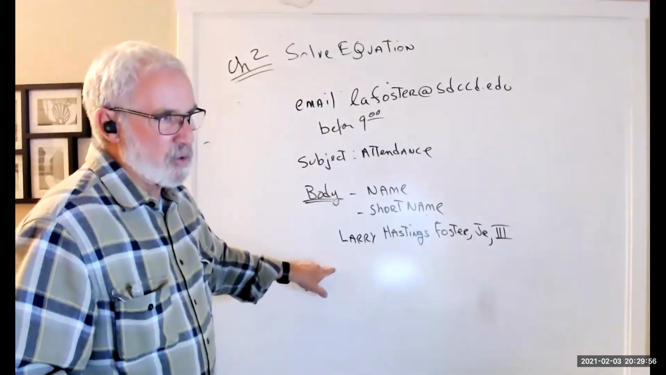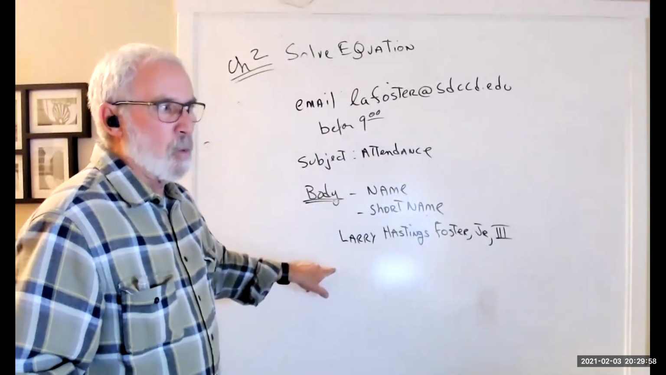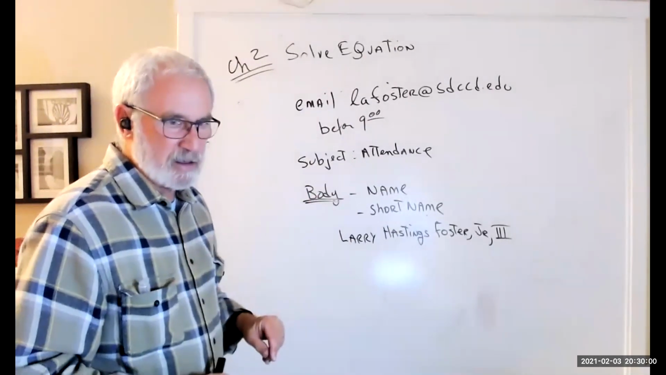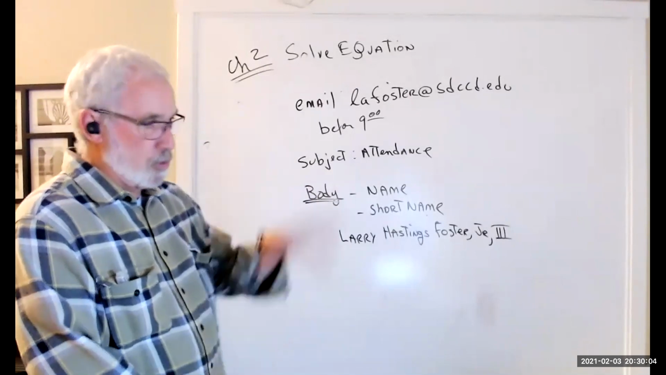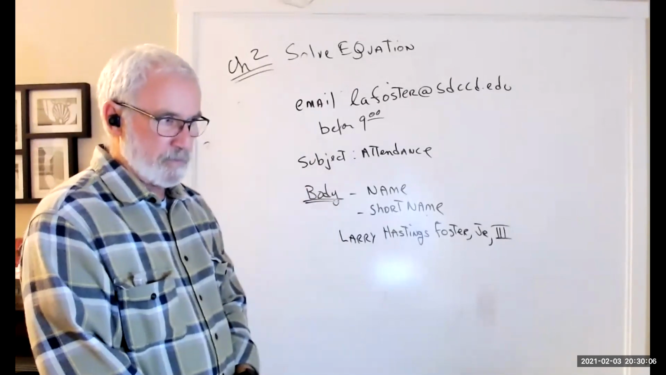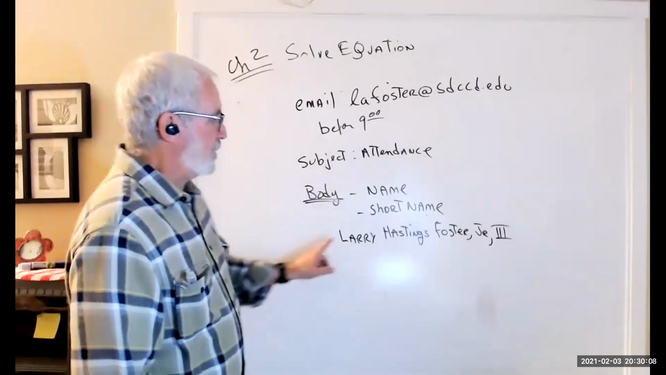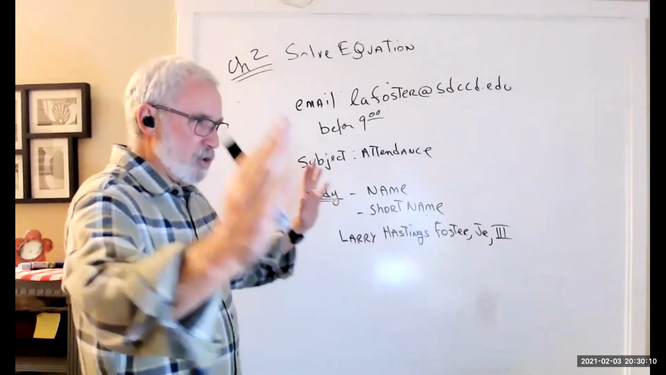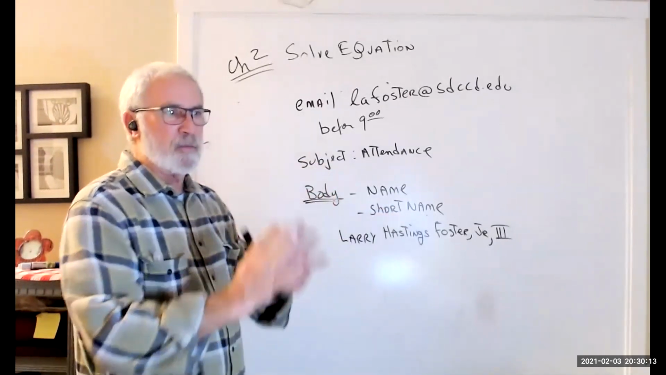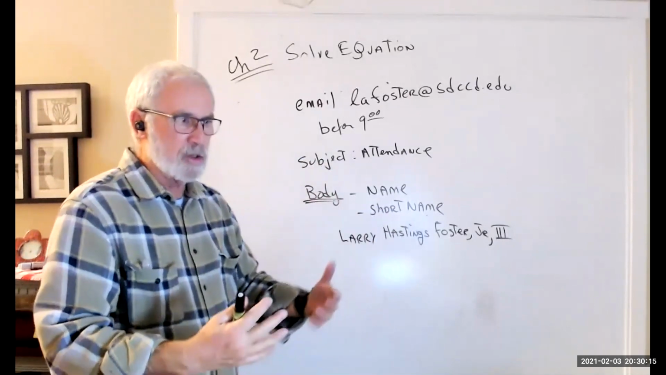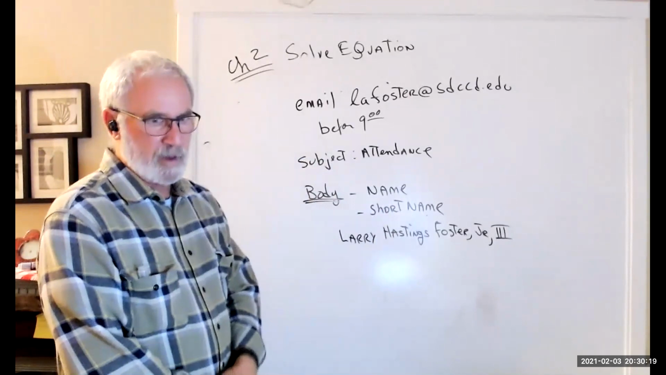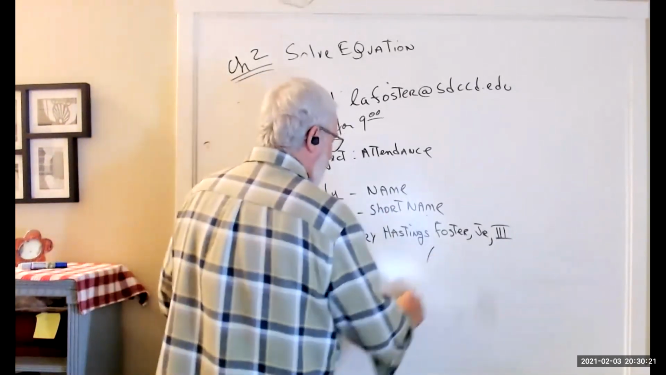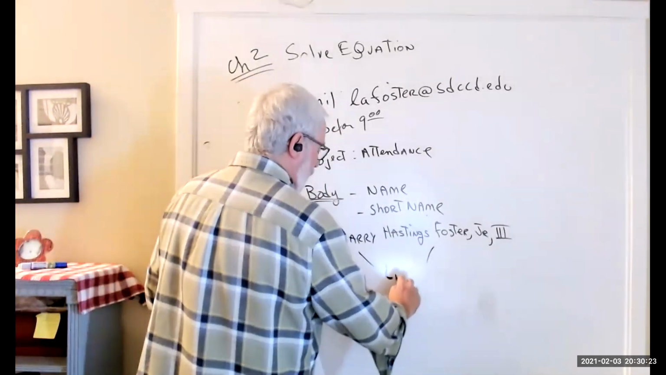Okay, that would be crazy, because if you made one little typo mistake, then my grading program wouldn't recognize you and would say you don't exist. So when I say short name, I mean shorten your name down to something you want to be called that's short and easy to type in. For me, I'd probably shorten it to just Larry Foster.